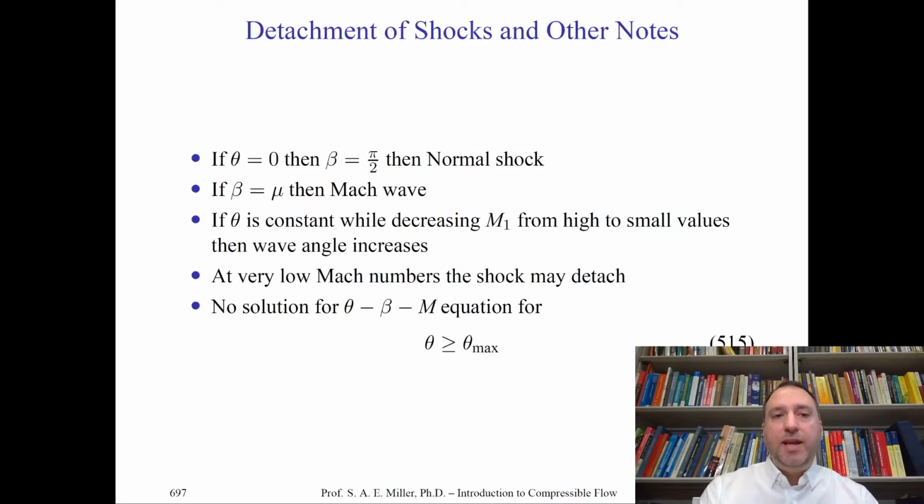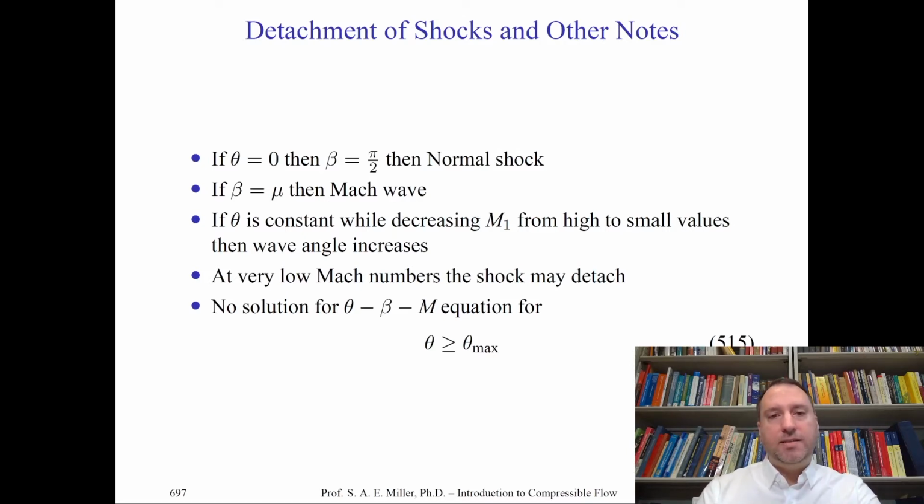Here, if theta equals 0, that is, the turning angle of the flow is 0, then beta must be 90 degrees or pi over 2. That means indeed a normal shock is happening if a shock is occurring in the theta-beta-Mach number equation. Remember, theta is 0 at 0 turning angle, so that's just like a normal shock wave. Now if beta equals mu, that is the Mach wave angle, then of course a Mach wave will have formed. So beta equals mu will correspond to Mach waves in the equations of motion which we developed for this particular solution.